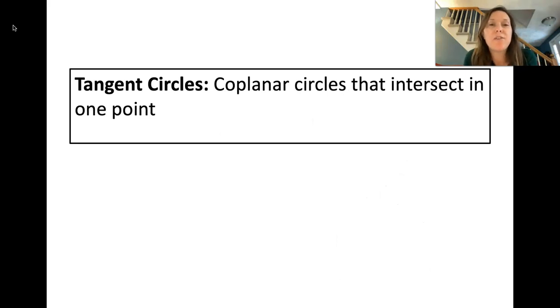Okay, so now let's talk about tangent circles. Tangent circles are coplanar circles. So that means circles that are both on the same plane. Coplanar circles that intersect in one point.